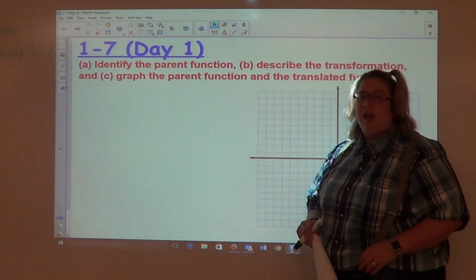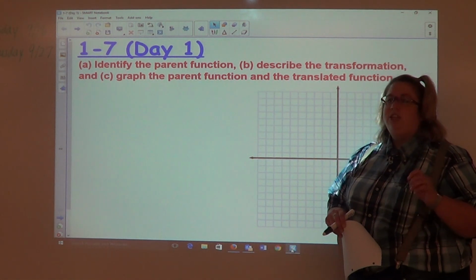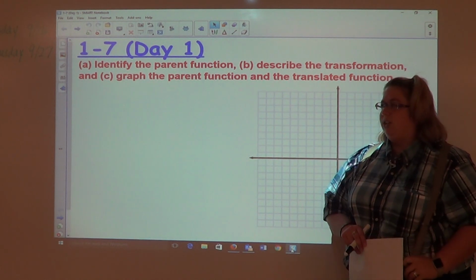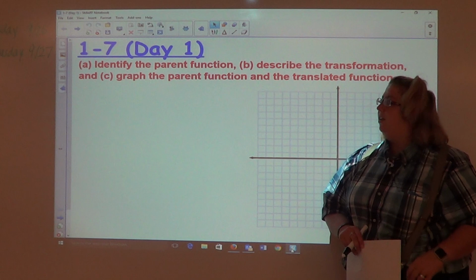Okay, so we're going to talk about section 7. Section 7 is all graphing. So I think, wasn't Thursday's homework all graphing too? Most of it was graphing?